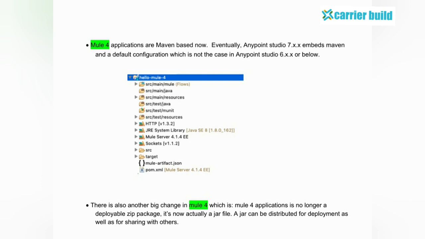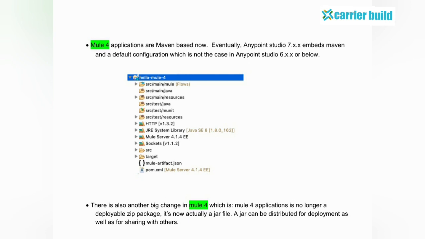There is also another big change in Mule 4, which is that a Mule 4 application is no longer a deployable zip package. It's now actually a JAR file. A JAR can be distributed for deployment as well as for sharing with others.